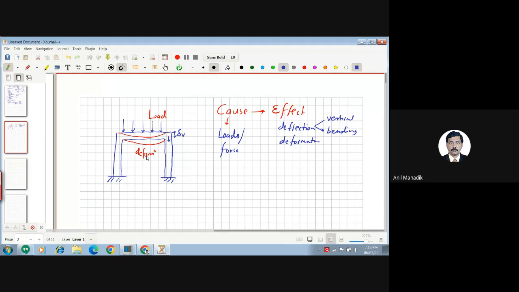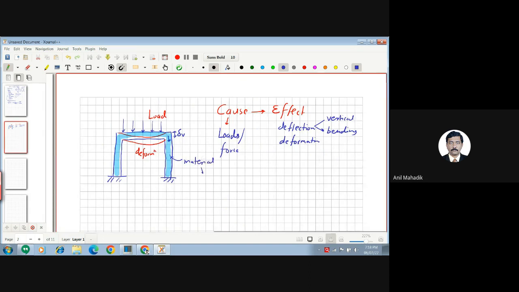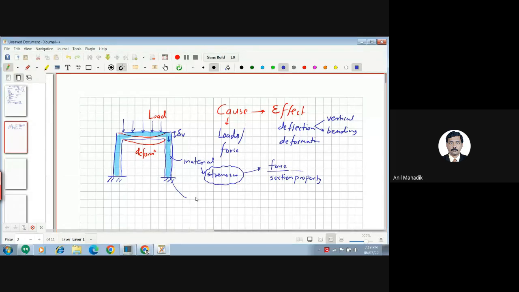Okay, so these kinds of effects are there in general in the structures. Due to the load there is a deformation. So what happens in the material? Stresses are developed. Yes, stresses are developed, right? So in the material, stresses will develop. And to calculate the stresses is nothing but what? What is stress? Force upon sectional property, area or whatever it may be, cross section property we can say. So if it is a column, and the load is axial load P, then P upon area will be the axial stress.